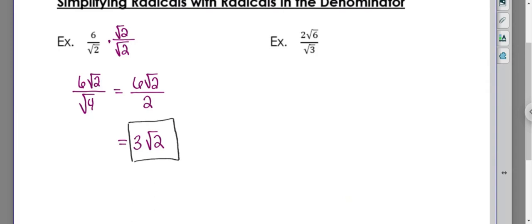So your first job, get rid of the radical in the denominator. Once that's done, what can you do to simplify what's left? So the second example here. What would we do? That'll work.